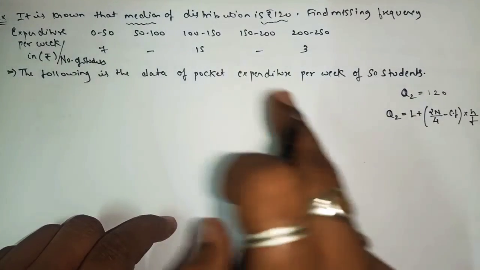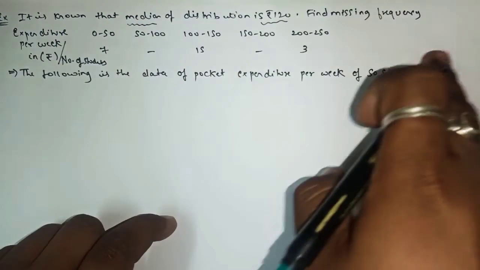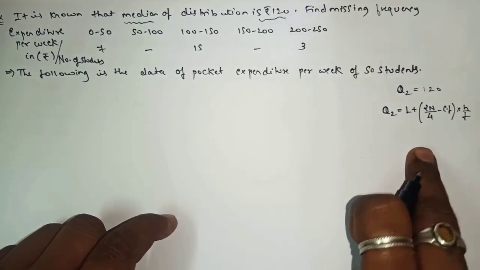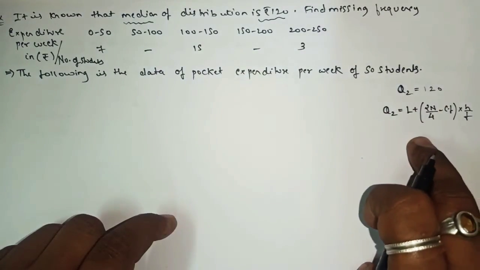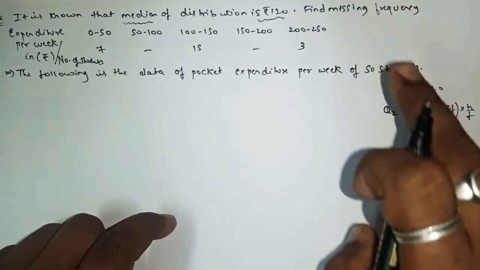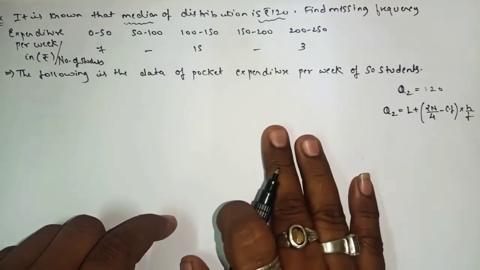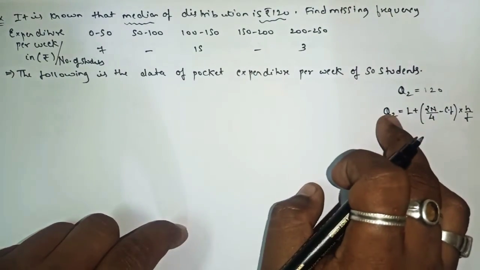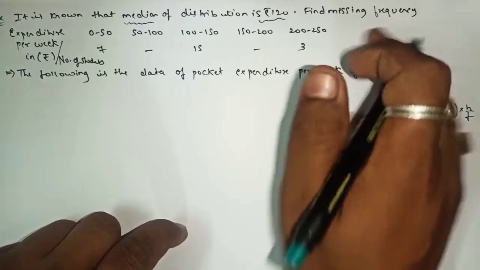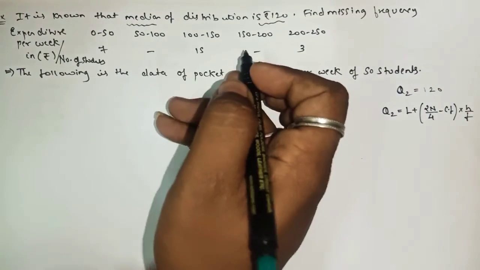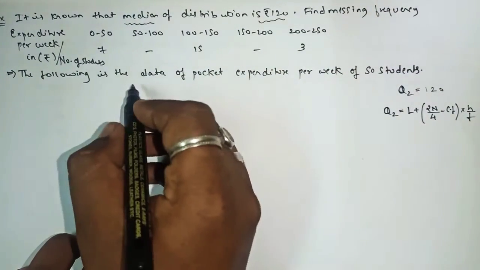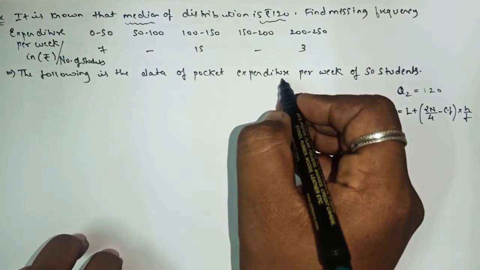So it all depends on the value which is given. If Q1 is given, you apply the Q1 formula. If Q2 is given, you apply the Q2 formula. If Q3 is given, you apply the Q3 formula. So here we have Q2 equals 120. Find the missing frequency. The following is the data of pocket expenditure.